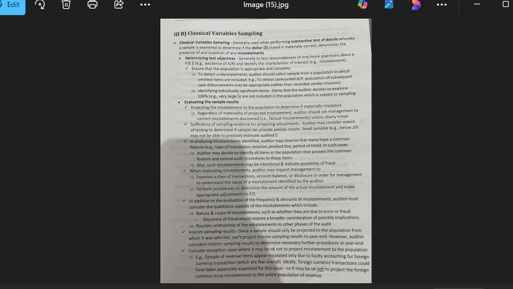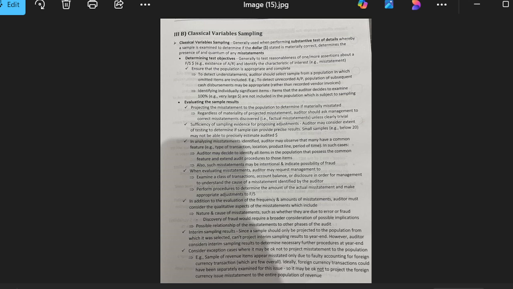Hi everyone, welcome back to the audit chapter, and today we will be understanding classic variable sampling. It is a further bifurcation of the sampling chapter that we were understanding. Classic variable sampling is generally used when we perform the substantive test of details, whereby a sample is examined to determine if the dollar amount stated is materially correct, and determines the presence and quantum of any misstatement. So it basically deals with the quantum of transaction value in variable sampling, and it's used in substantive procedures where we perform the test of details.